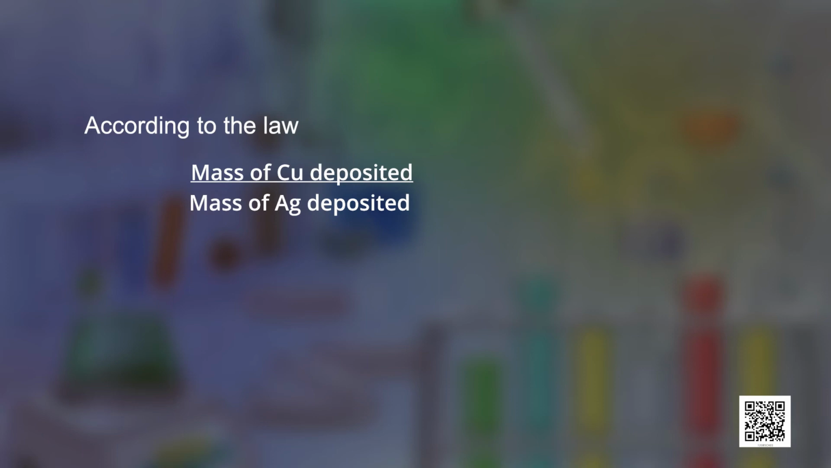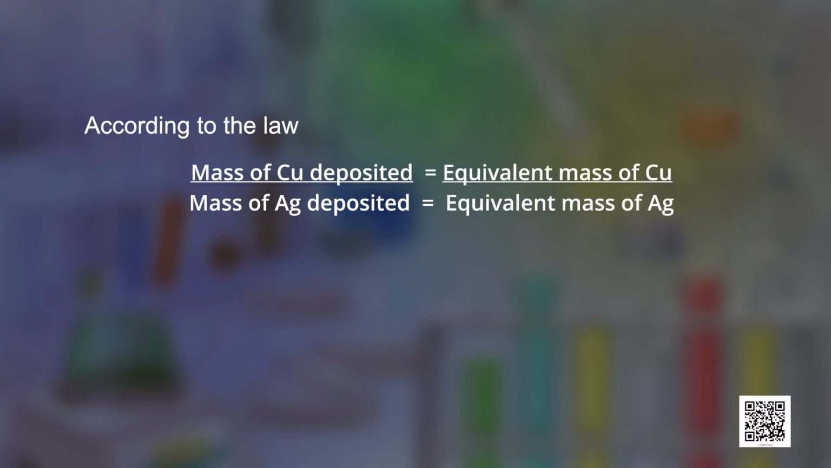Let us understand this with an example where the same quantity of charge is passed through aqueous solutions of copper sulfate and silver nitrate, taken in two different cells in series. Copper and silver get deposited at the cathode in both the cells, and their masses are proportional to their equivalent masses. According to the law, mass of copper deposited upon mass of silver deposited is equal to equivalent mass of copper upon equivalent mass of silver.